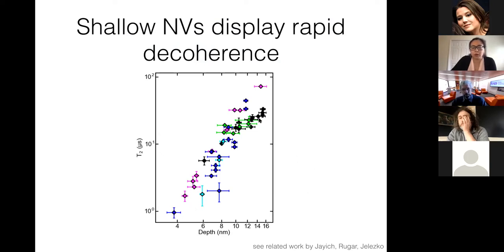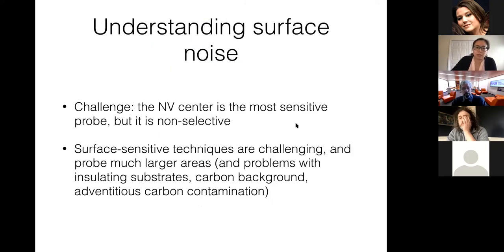Okay, so what we'd like to do is try to improve this scaling so that you can actually use the NV center as a nanoscale sensor. And the challenge here is that the NV center is really a very sensitive probe, but it's very non-selective. All that it tells you is, I have a long coherence time or I have a short coherence time.